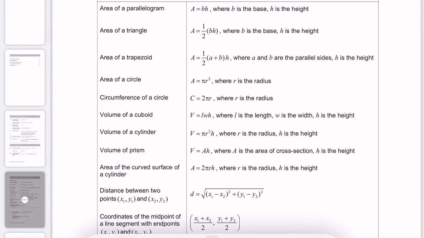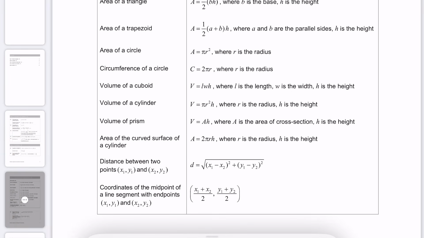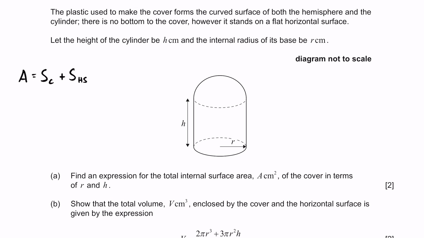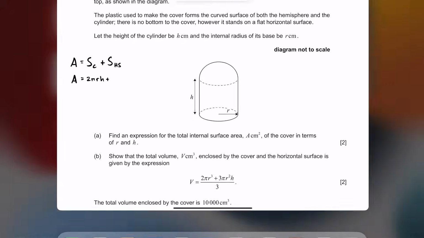Geometry and trigonometry. Here it is for our cylinder. So curved surface of a cylinder is given by 2 pi r times h. 2 pi r, remember, is the circumference, and then multiply it by height, and that would give us the surface area. So surface area of a cylinder, 2 pi r h. Let's go back and write that in. So A is equal to 2 pi r h plus, and then what about the surface area of a hemisphere?